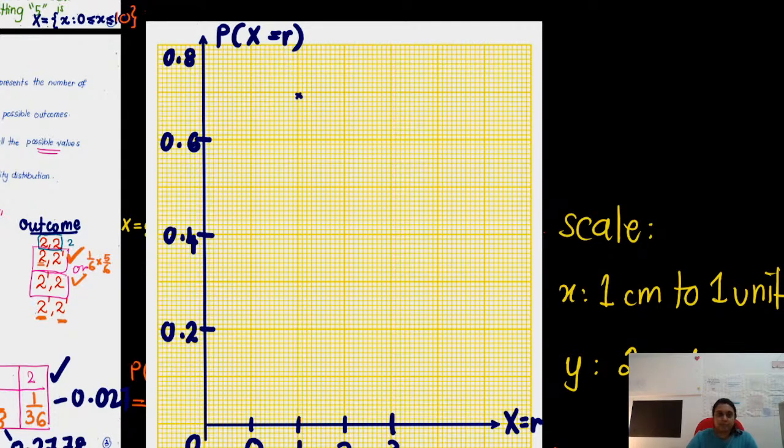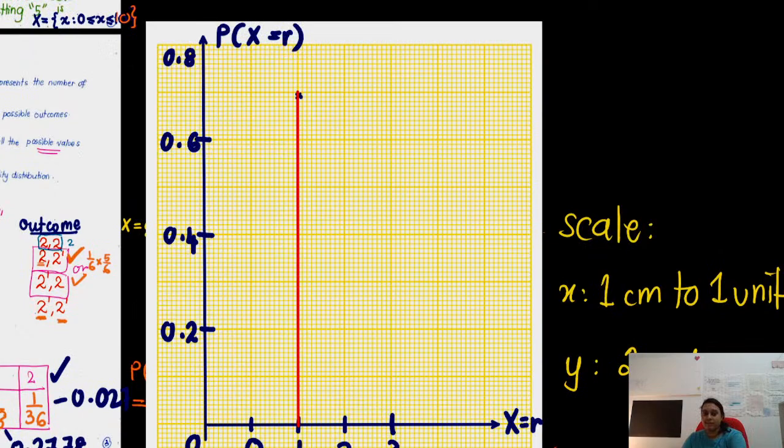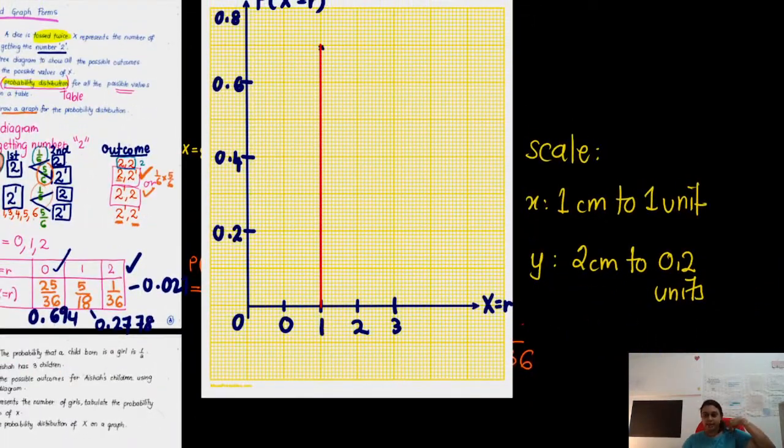Let me use a different color. Make it thicker. Draw one straight line touching that particular point, like that. So your probability graphs are straight line graphs. You don't have to do a curve. No, it's just a straight line.